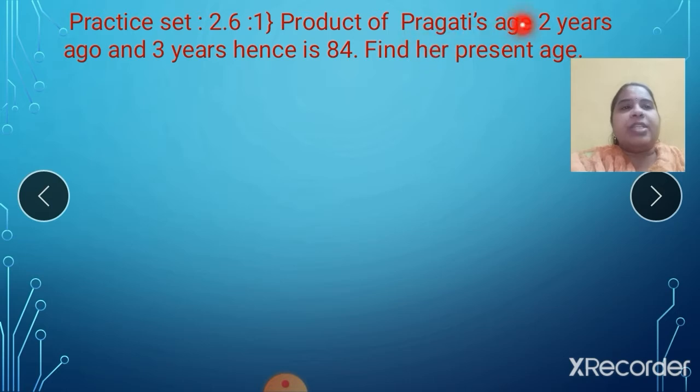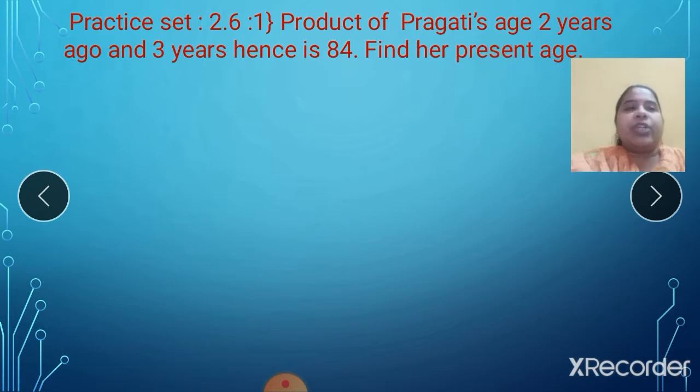Product of Pragati's age 2 years ago and 3 years hence is 84. Find her present age. Now in this, they are talking about the age of Pragati. Correct? The question asks, as the final part, to find her present age. So I am going to start my sum from here, that let her present age be x.